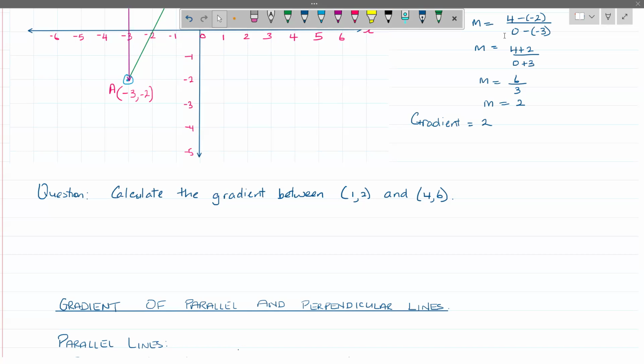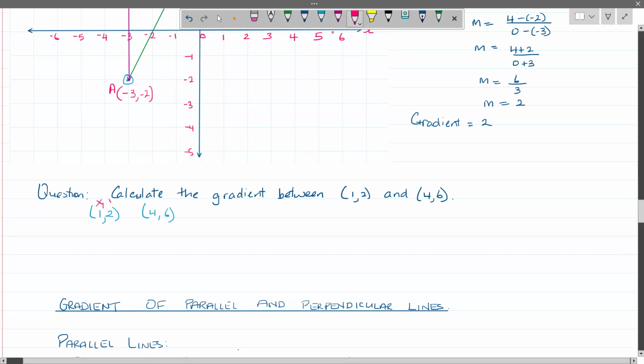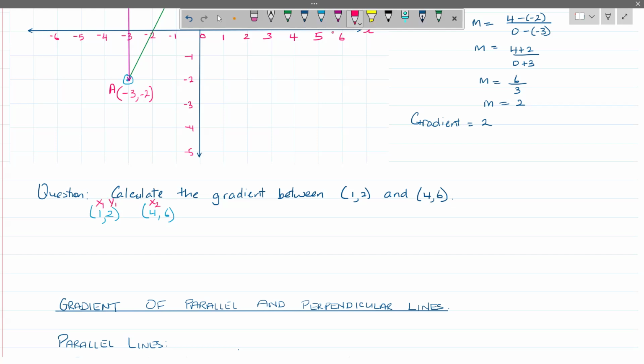So we're correcting. Remember what I said? We want to identify our points. So we have the points (1, 2) and (4, 6). Not all the time are they going to give us labels like A and B, X and Y. We're still going to identify our points, label them in terms of X1, Y1, X2, Y2, and write our formula. M is equal to Y2 minus Y1 over X2 minus X1. And then we're going to work that out.